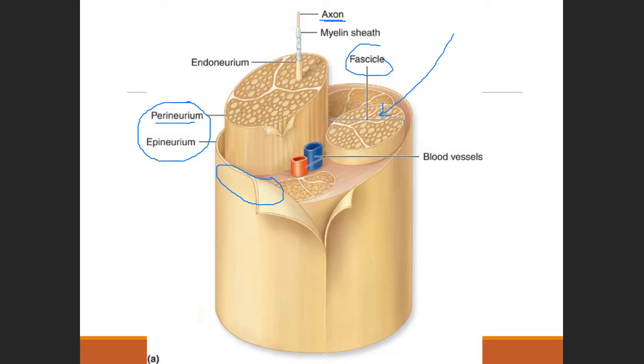Now, the endoneurium takes on a function very similar to the endomysium that we saw in muscle. Muscle cells were an excitable tissue. Neurons are excitable tissue. We use this endoneurium, again, to electrically insulate one axon from its neighbor.